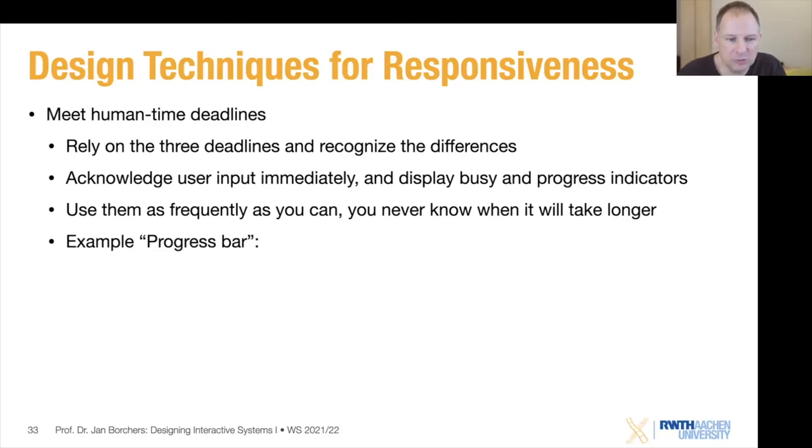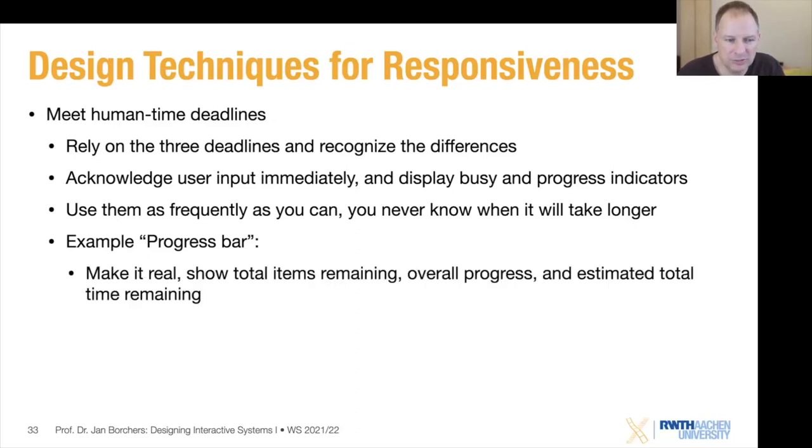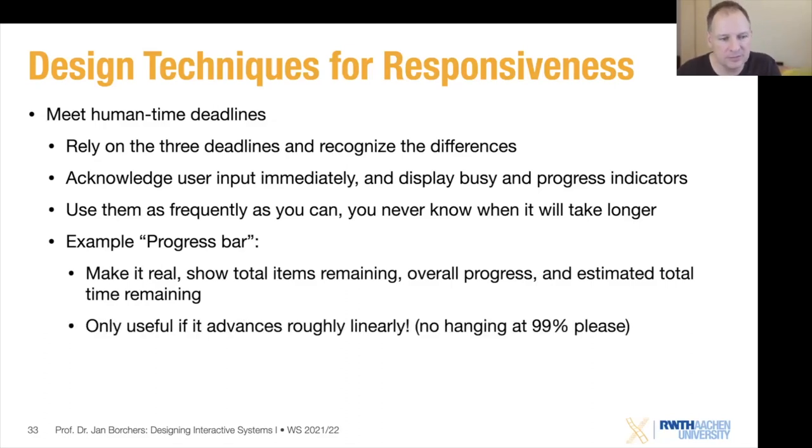For progress bars, we've talked about what you need. They need to be real, which means show overall progress and in actual time, not an estimate that keeps changing. And show the total items remaining. I've seen these progress bars that tell me for every library that gets installed out of 50 libraries, how many files have been installed for that library. I don't care, right? I want to know what's the overall progress. And don't hang at 99%, please.